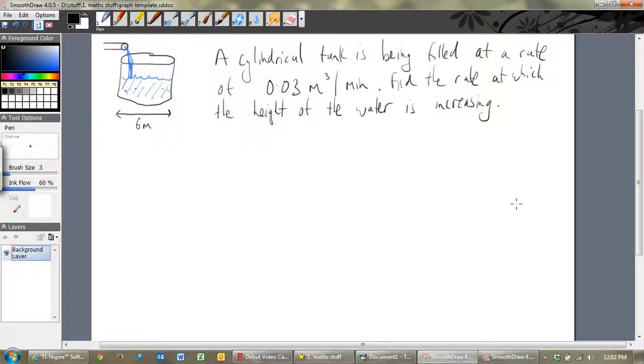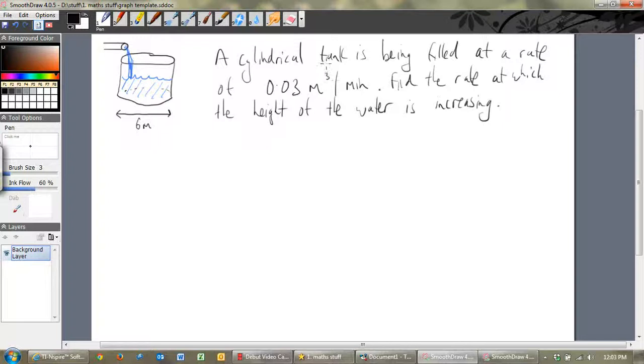So here's a question. We have a pipe here flowing with water into a tank. This is a cylindrical tank with a 6 meter diameter. So a cylindrical tank is being filled at a rate of this. Find the rate at which the height of the water is increasing. Now, it's hard to know where to start with these questions sometimes, but it's always important to start with what you know.